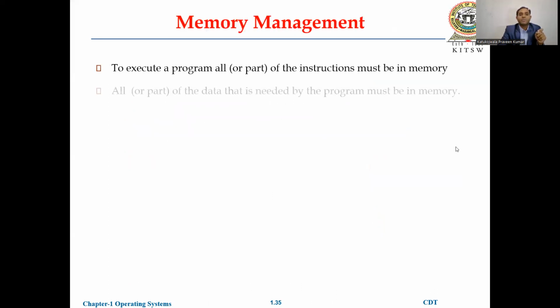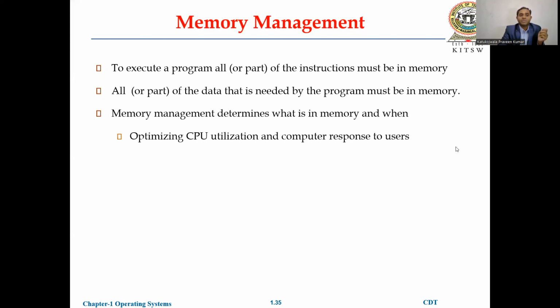Next, memory management: how you are going to manage your memory. To execute a program, all of the instructions must be in memory. All or part of the data that is needed by the program must be in memory. Memory management determines what is in memory and when. That will be decided by your memory management.